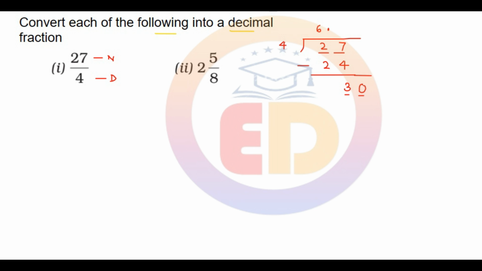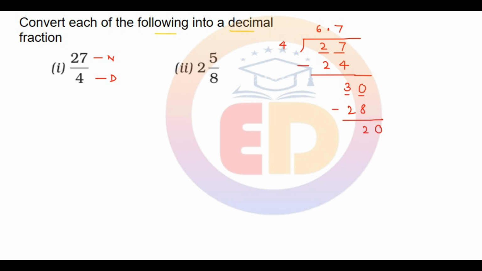In 30, 4 will go 7 times. 4 sevens are 28. Subtracting, I get 2. Now 4 will not go in 2. So again I have to increase 2. And for increasing the 2, I'll place a 0 on the right side.